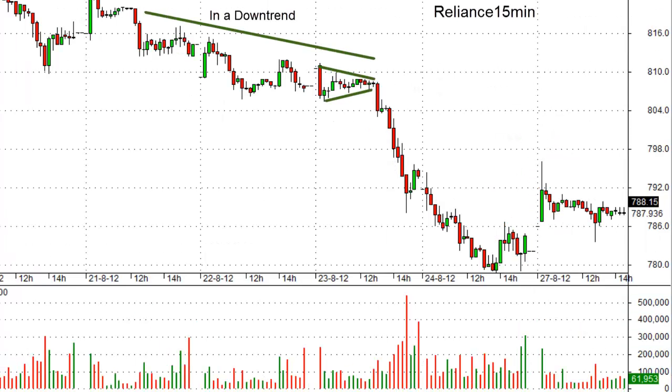One more example. This is the Reliance, and Reliance has the same story. It was in an uptrend. You can't see that part on this chart, but it had just shifted into a gradual down move, and we got the symmetrical triangle which broke down and continued to fall. So this is what a symmetrical triangle looks like.